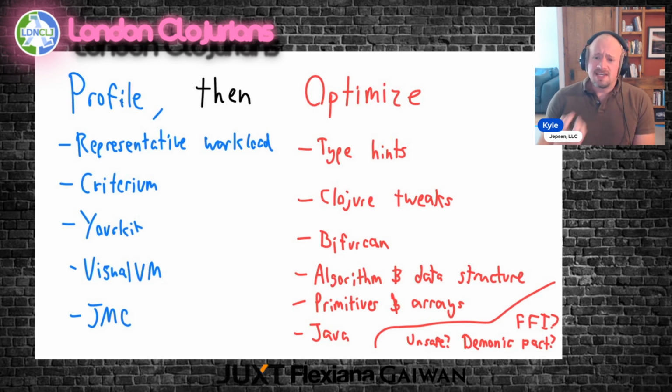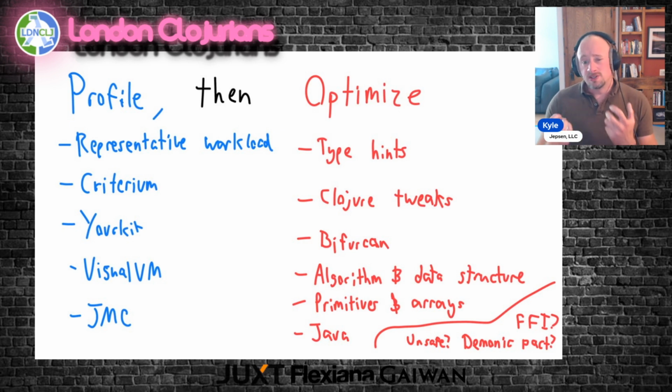I tend to go for the easy, low-hanging optimizations first. That's usually type hints if I'm doing any kind of interop. Clojure-level tweaks, like changing a lazy map to a vector, which is a little bit faster to construct. Reducing the use of apply, for example. If the data structures I'm using aren't fast enough, I'll swap in Bifurcan, which is a data structure library I'll talk about in this talk.